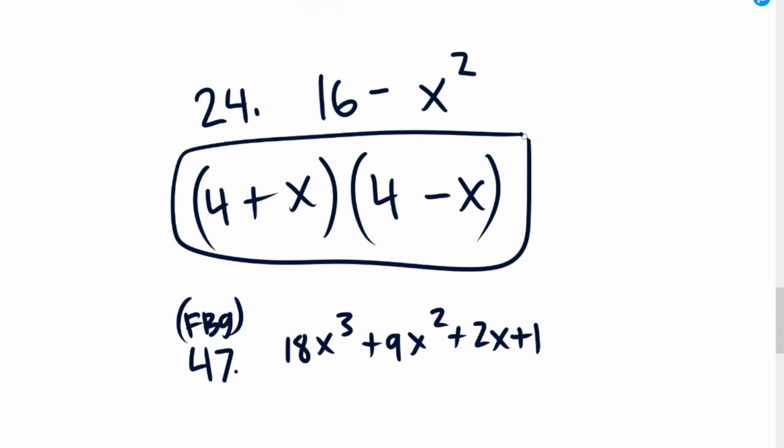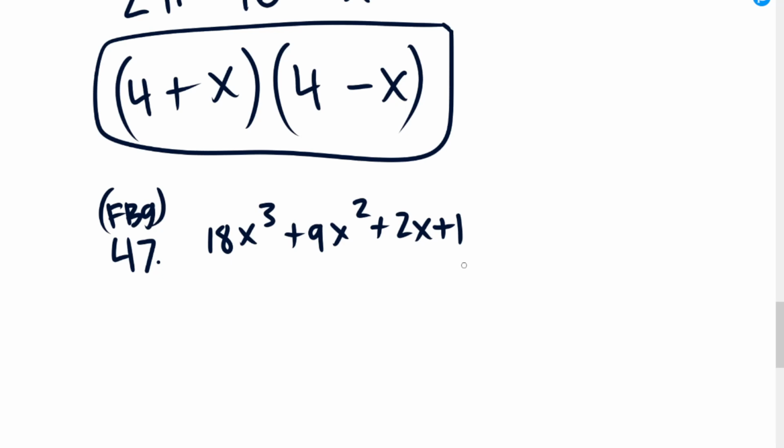This next one says factor by grouping. We've got 4 terms now, and one of the first things that we feel like we want to do initially is to take out a greatest common factor.